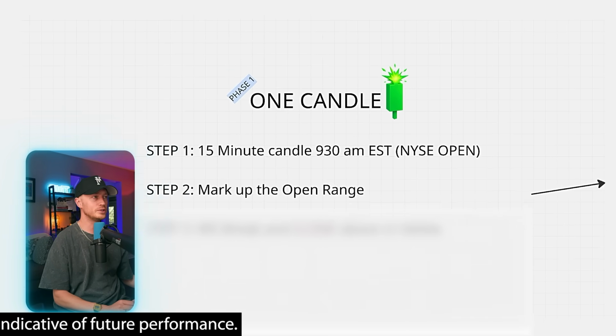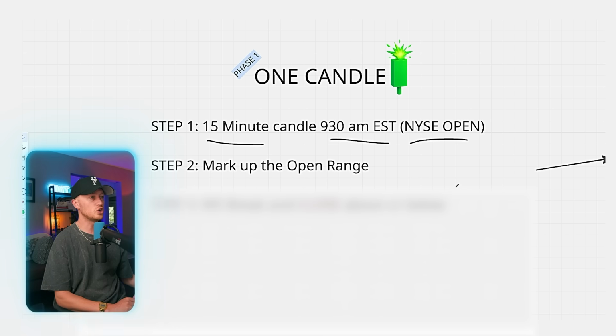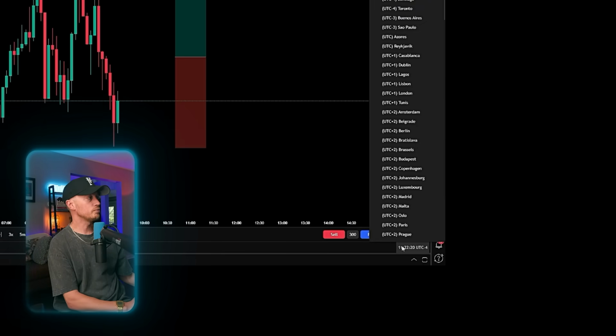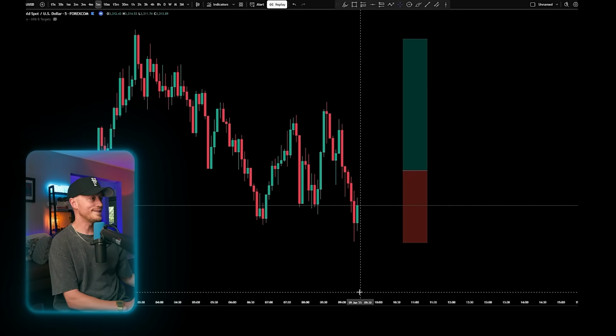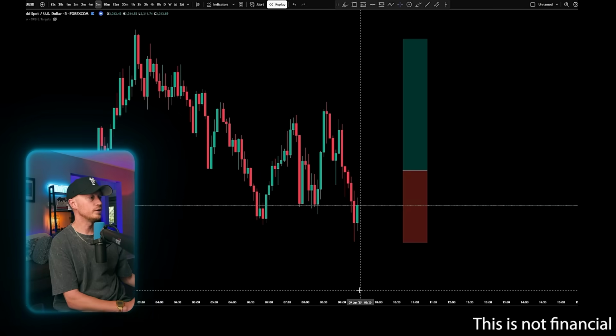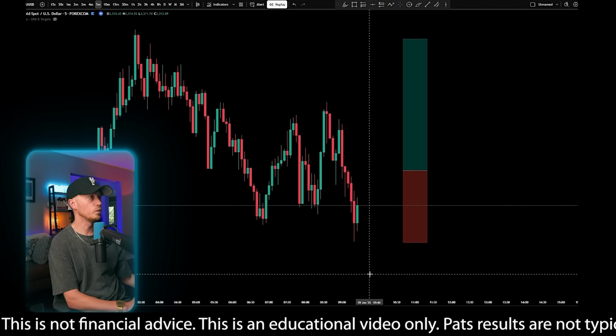You know we're using the ORB. Phase 1 candle. We're looking at the 15-minute candle at the 9:30 a.m. Eastern New York Stock Exchange open, and we're marking up the open range. So first come to the bottom right here, select UTC-4 New York. Then you're looking at the 9:30 to 9:45 candle. You can see 9:30, 9:35, 9:40, 9:45. Okay, that's what we're going to do.